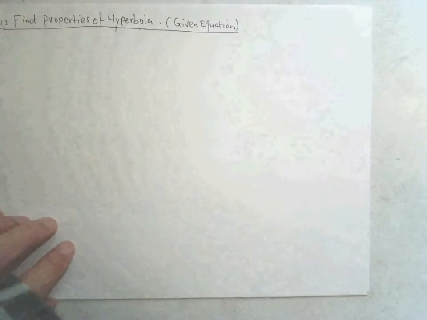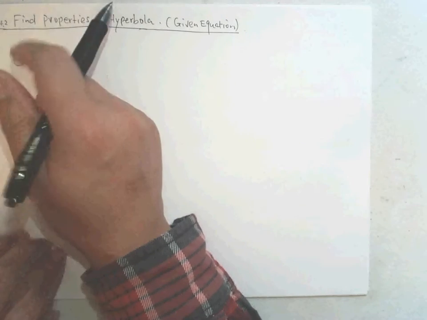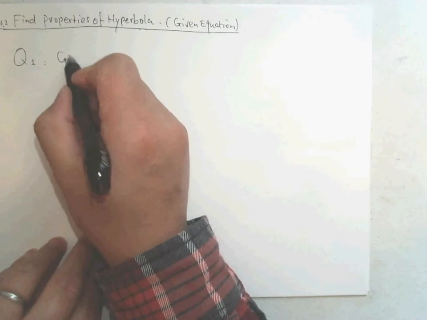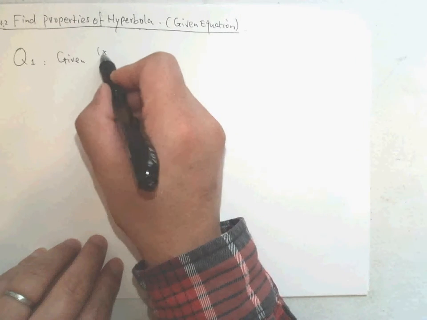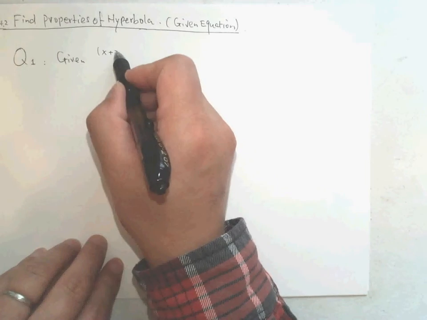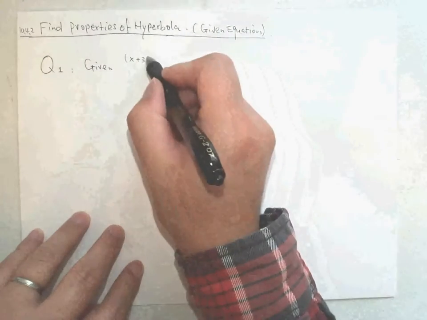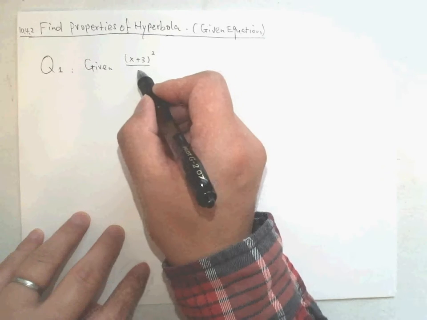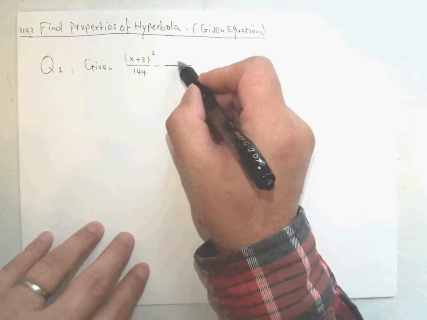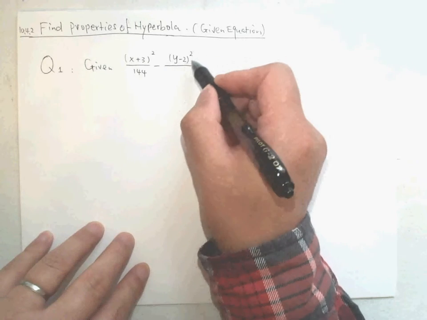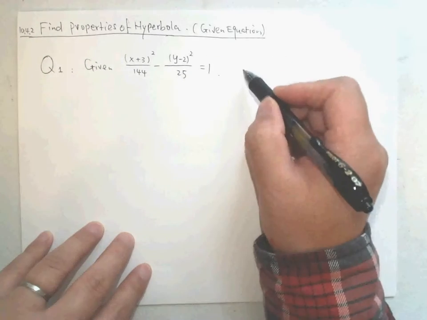The first example is this. I'm given the standard equation: (x plus 3) squared over 144 minus (y minus 2) squared over 25 equals 1. Then it asks you to find all the properties.